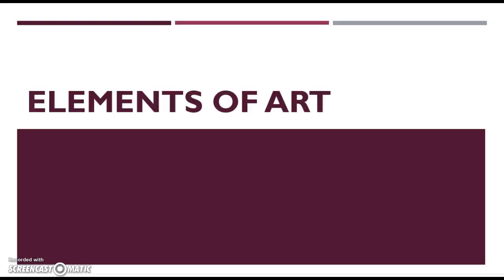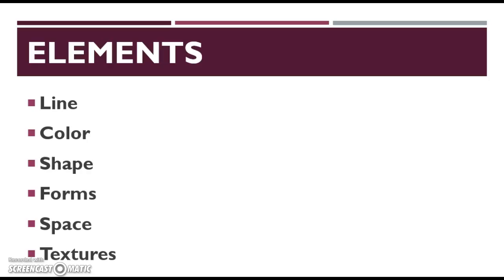Today we're going to be talking about the elements of art and how they are used together to create different works of art and how they affect those works of art. Depending on what source you go to, it'll vary a little bit on what exactly the elements of art are or how many there are, but we're going to talk about these 6 for today. There's line, color, shape, forms, space, and textures.